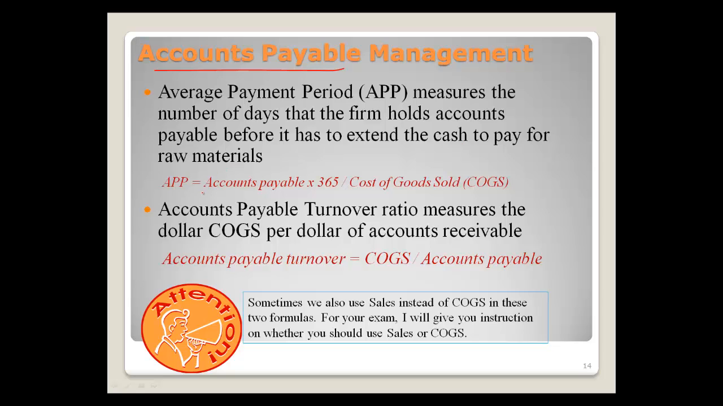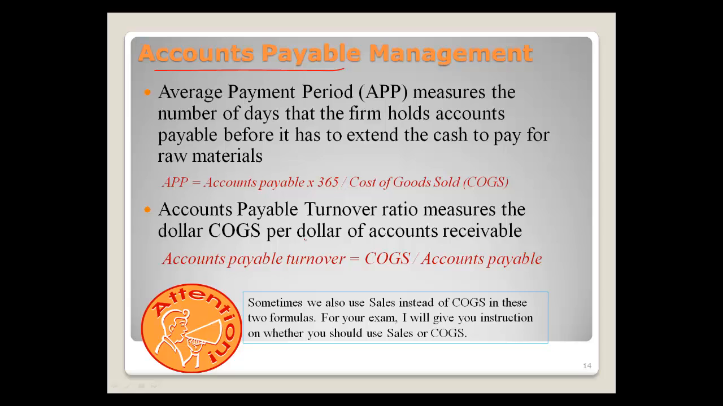If you look at this formula, it is very similar to the formula of average collection period. Remember, average collection period is simply account receivable balance multiplied by 365 and then divided by credit sales. For account payable, the average payment period is account payable balance multiplied by 365 and then divided by the cost of goods sold. For example, if APP equals 60, that means on average it takes you about 60 days to pay your suppliers.